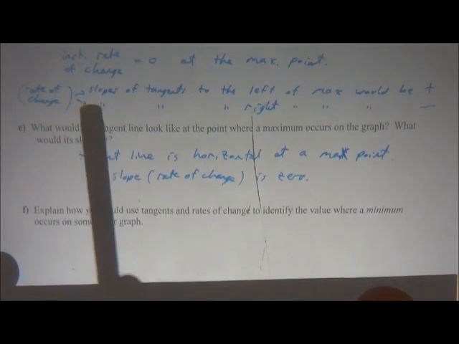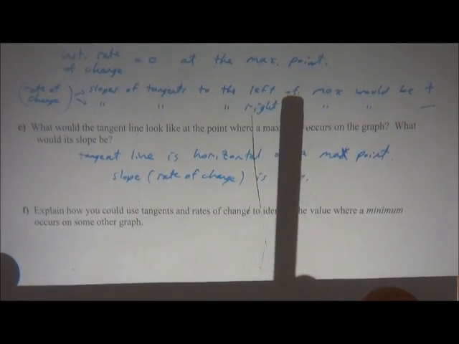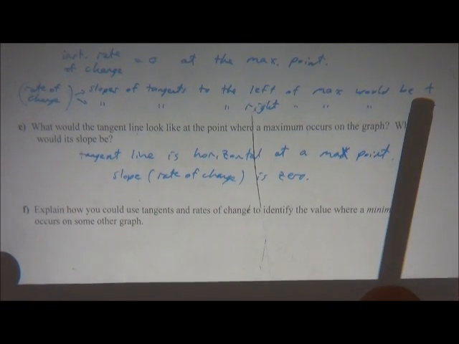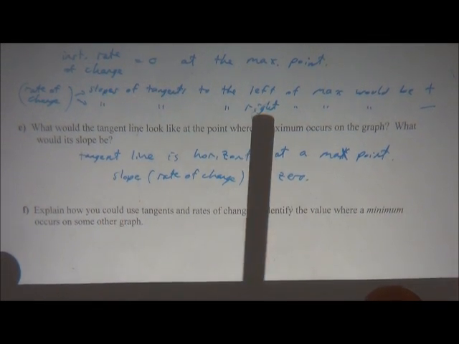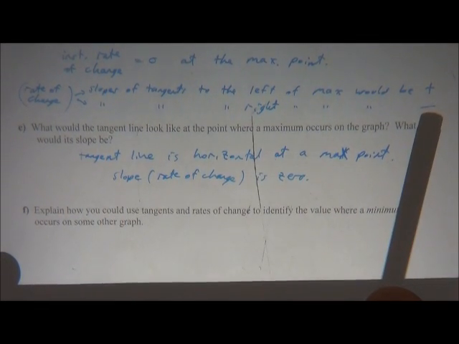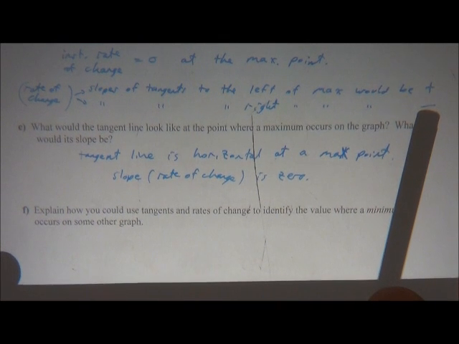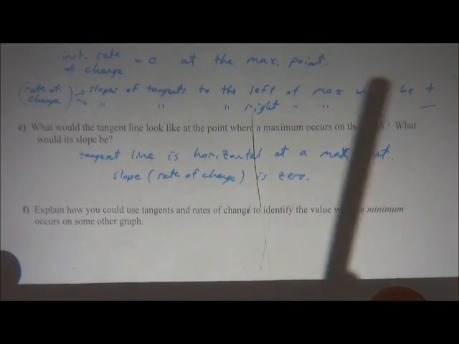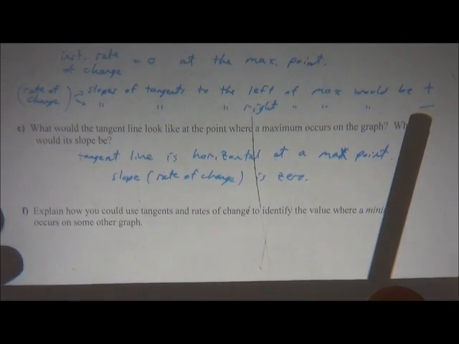Okay, let's take a look at where the maximum occurs. What happens with the slopes and tangents? The slopes and tangents to the left would be maximum, and slopes and tangents to the right would be minimum. Or sorry, negative. So to the left of the max, the slopes are positive, and to the right of the max, the slopes are negative. So what would you think around a minimum?